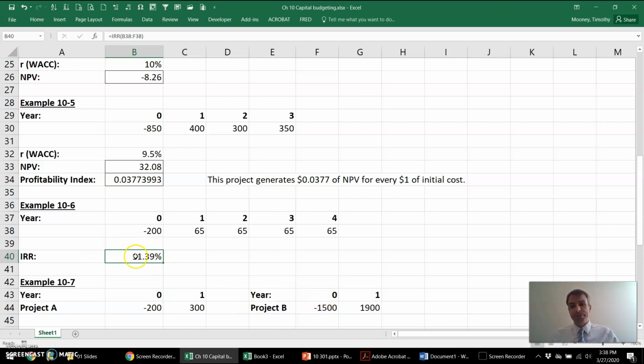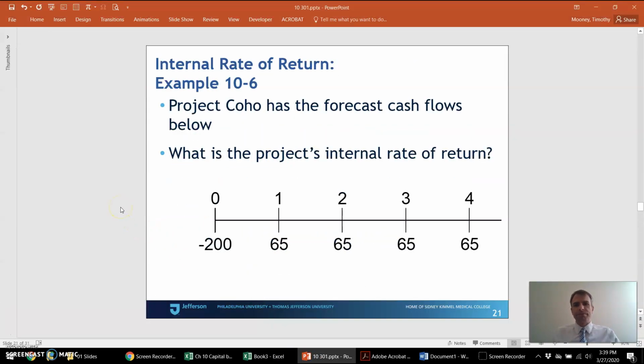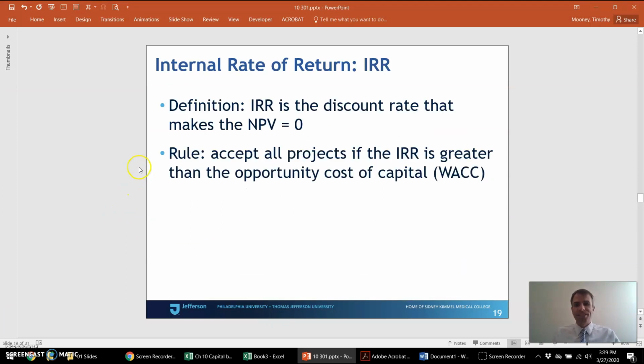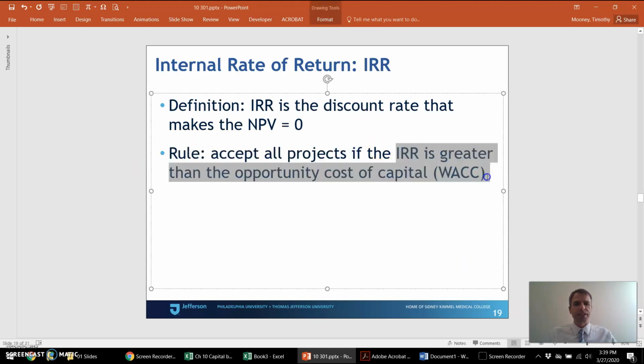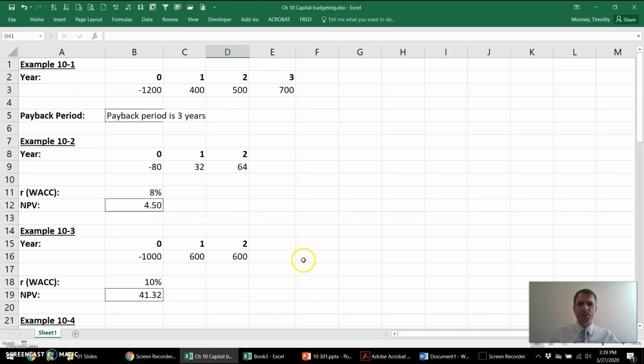And so in terms of, is this number high? We want projects with higher IRRs, other things equal. And what's good enough is the question, right? But the answer is if a project's internal rate of return is greater than the firm's weighted average cost of capital, then we should pursue the project. So IRR and NPV are pretty closely related.